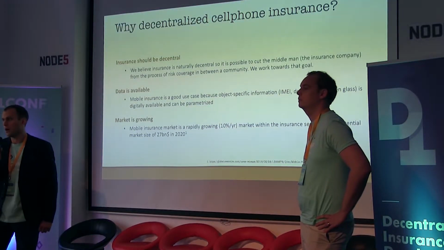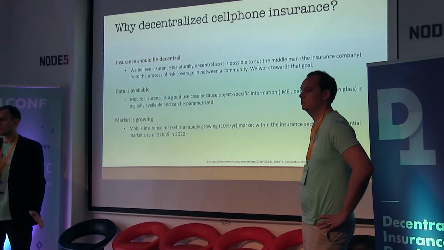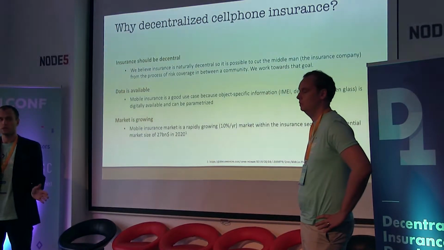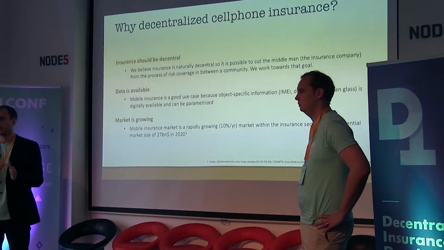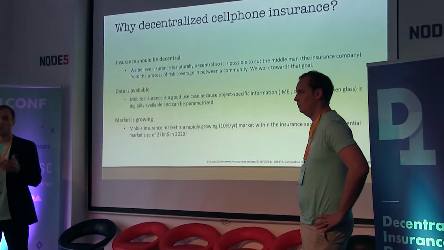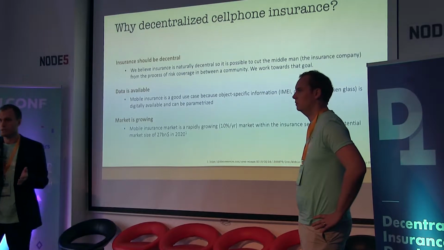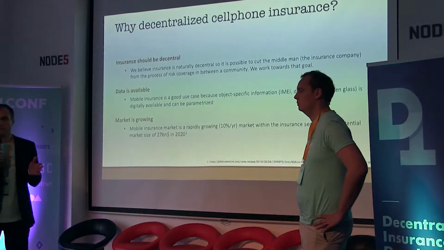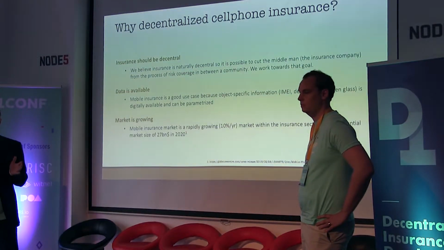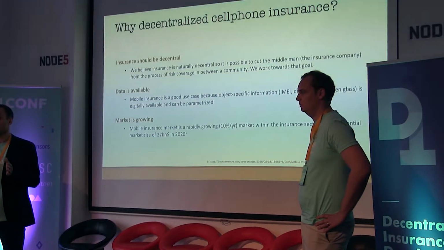First of all, we believe that insurance is naturally decentral. With this use case, we can possibly cut the middleman, as an insurance company, from the process of risk coverage. How do we do this? We do it with an insurance community, and Jonathan will explain in more detail how we do this and how we are developing it right now. So this is our goal.